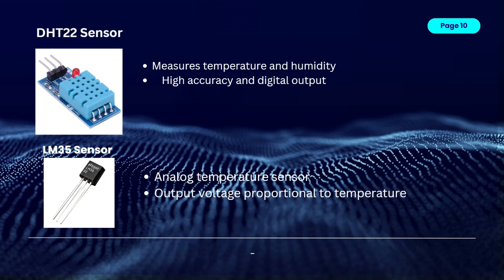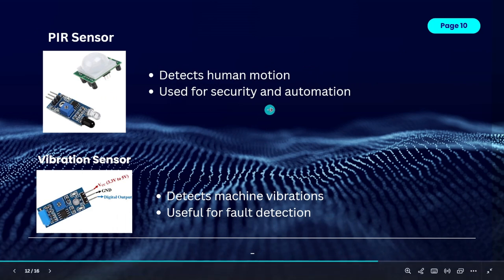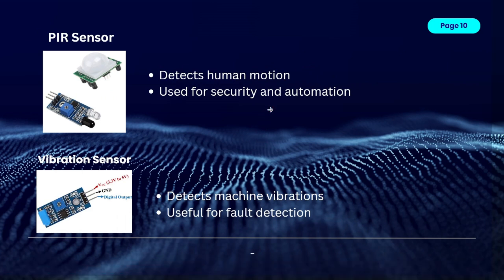Sensors. What are the sensors used? Firstly, I will talk about the DHT22 sensor, which measures temperature and humidity, and it has high accuracy and digital output. LM35 sensor. It is an analog temperature sensor. It gives output voltage proportional to temperature. PIR sensor. It detects human motion and is used for security and automation. Vibration sensor. It detects machine vibrations and is useful for fault detection.